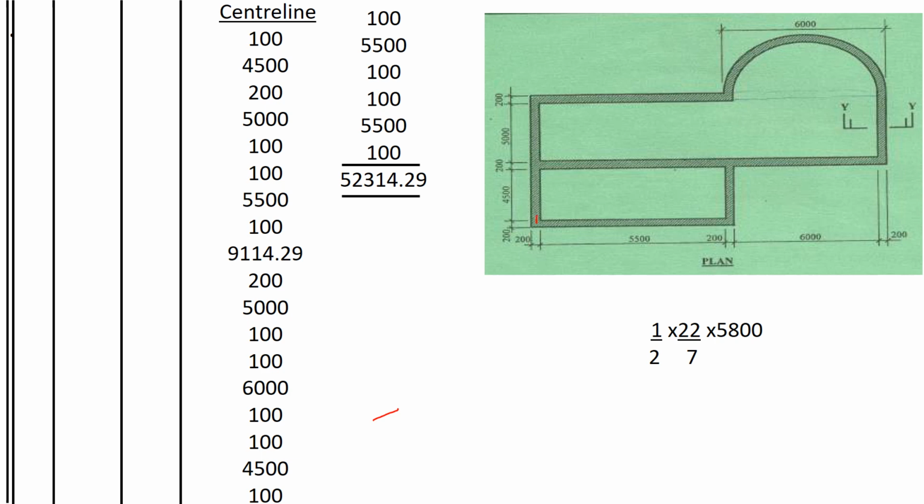Then we add 4500. We add 200 thickness of the wall. Then we add 5000. Then we add 100. Then we add 100. Then we add this length, 5500. We are working at the center, 5500 up to here. Then we add 100 to get to the center here. You see? Then we want now to move from here at the center.